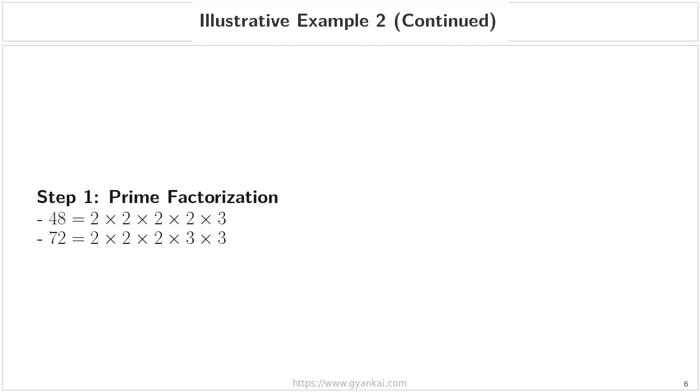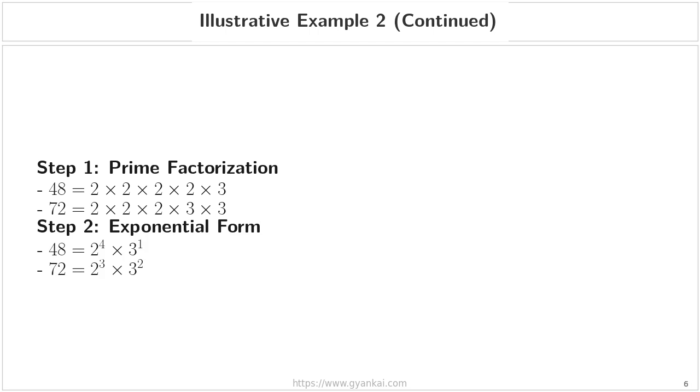Next, to make our work much cleaner and easier to compare, we move to step 2, writing these in exponential form. Instead of writing out all those repeated multiplications, we use exponents. So, for 48, we can write this as 2 to the power of 4, multiplied by 3 to the power of 1. And for 72, we have 2 to the power of 3, multiplied by 3 to the power of 2. By organizing the numbers this way, we are now perfectly prepared for the next step, where we will identify which of these factors they actually share.